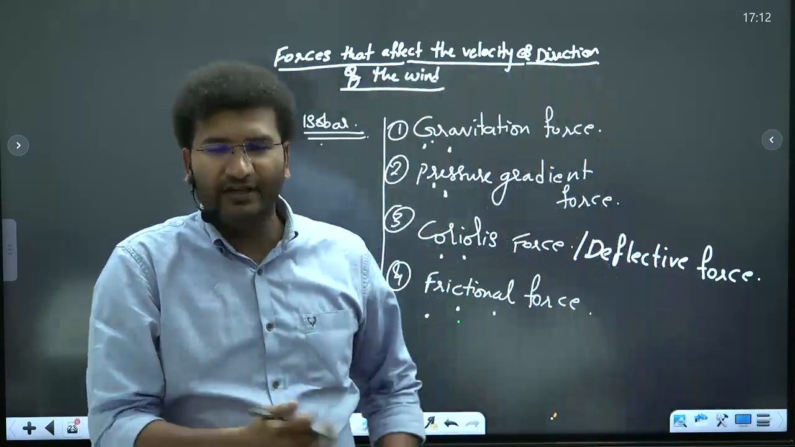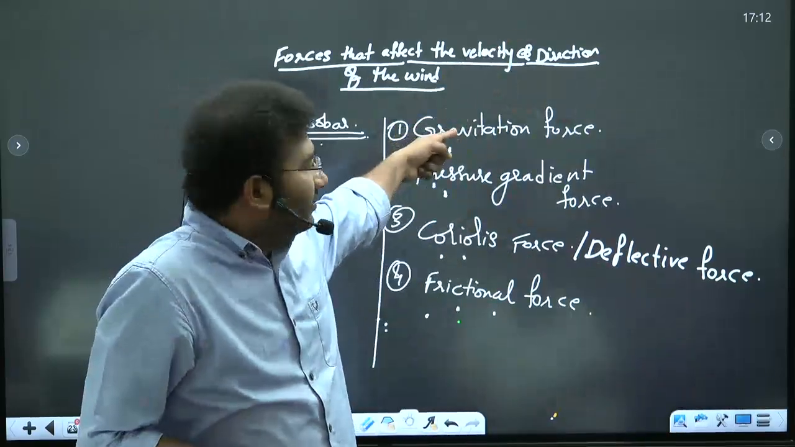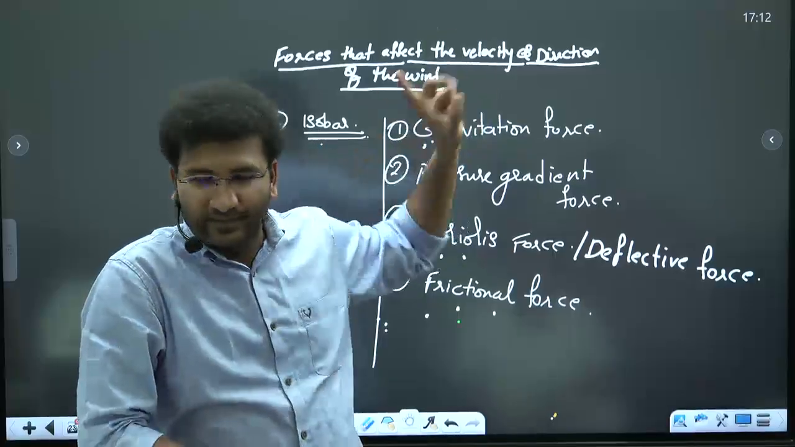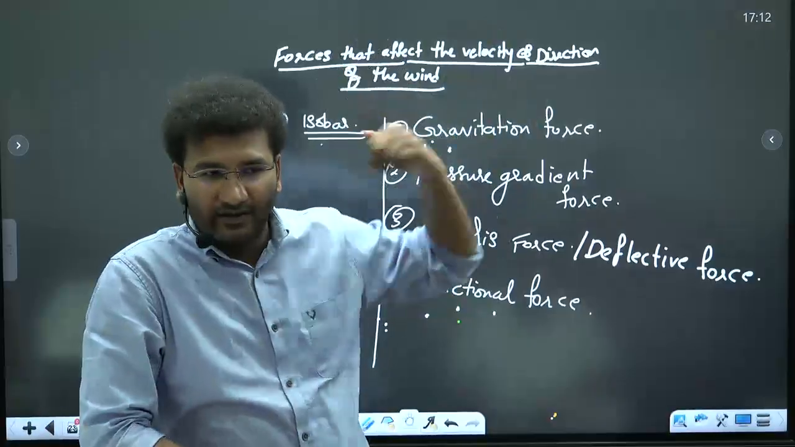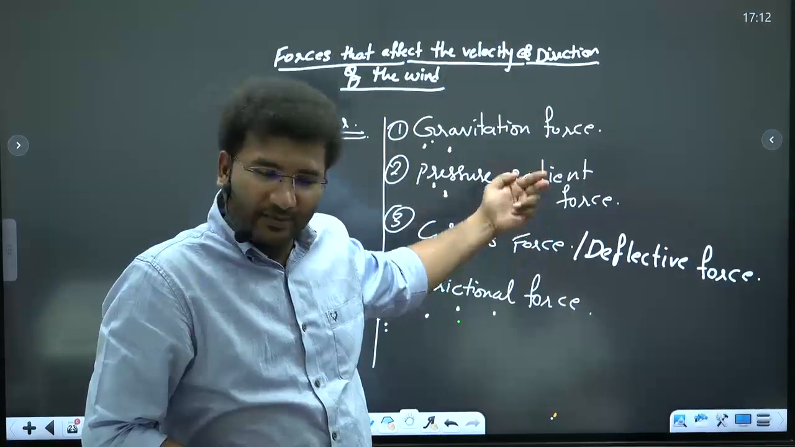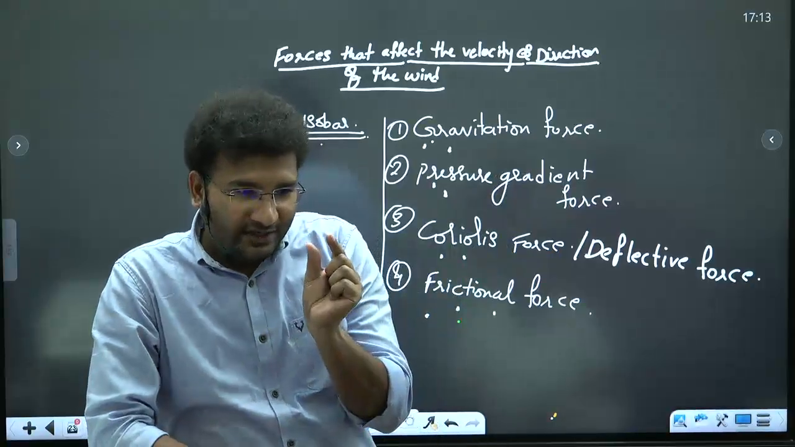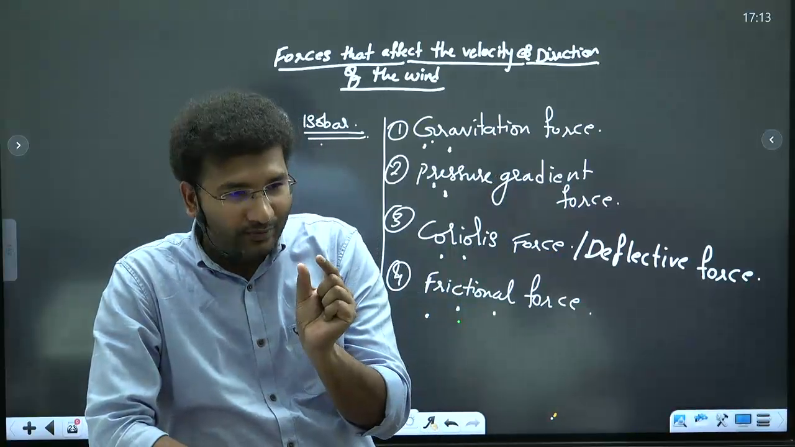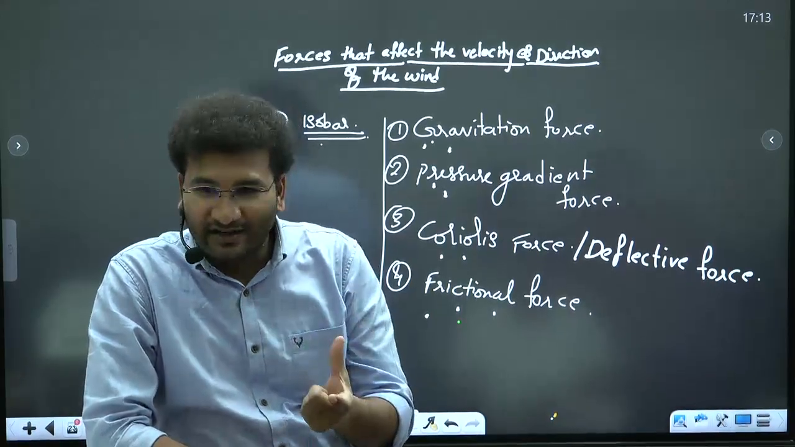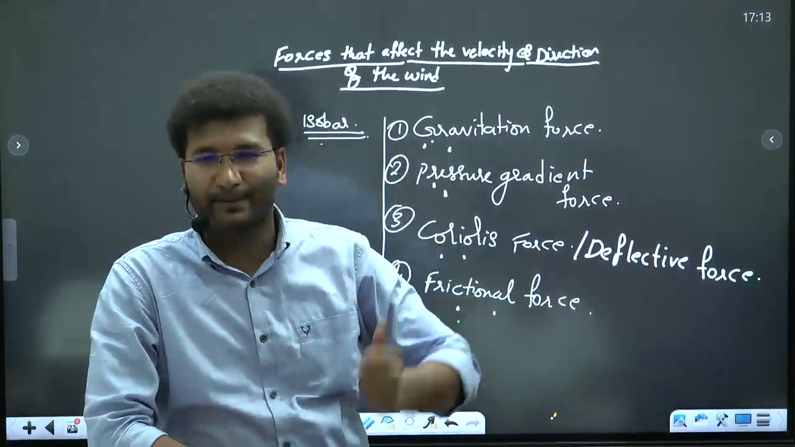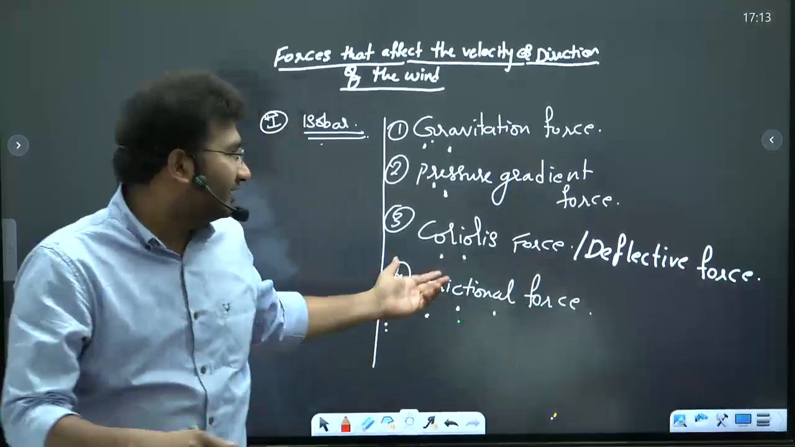Any wind that is moving is influenced by the forces of gravity and friction. Friction is present only till 3 kilometers height. Next you have the pressure gradient force. Yesterday I made you write that if the distance between two isobars is less and the pressure gradient is more, what will be the wind speed? High speeds of the wind. Very good. And the last one is the Coriolis force.